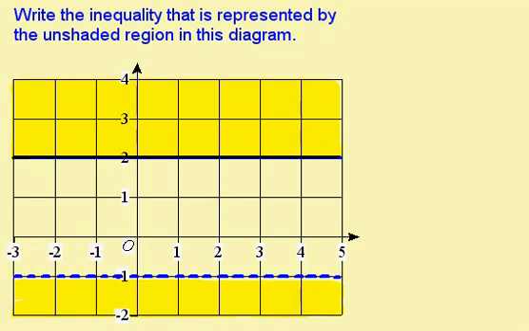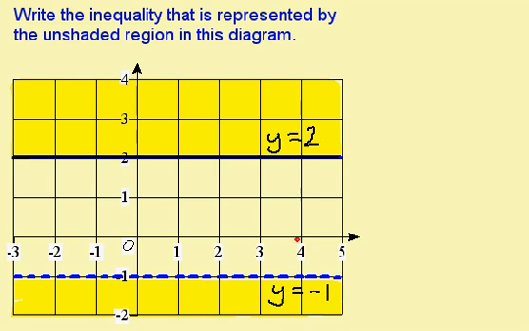This is another type of question you might get. I'm asked to write down the inequality that's represented by the unshaded region of the diagram. I'm going to begin by writing down the equation of this line, which is y equals 2. The equation of this line is y equals -1.